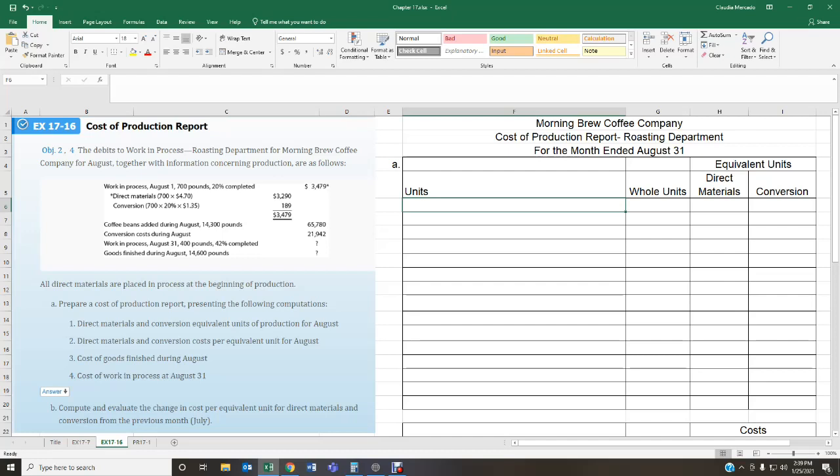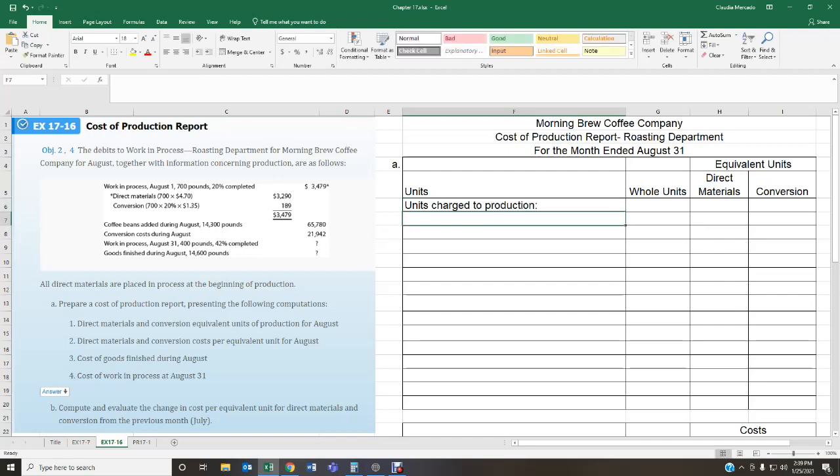So we've got the cost of production report set up. We've got the name of the company, the name of the report, which is cost of production report for the roasting department, and this is for the month ended August the 31st. Okay, so first we're going to start with unit information. Okay, and then we're going to move down to the actual cost component. Okay, so unit information. So we have our units charged to production.